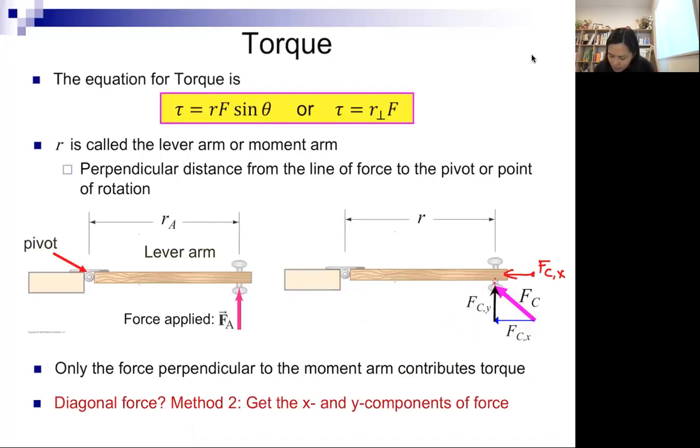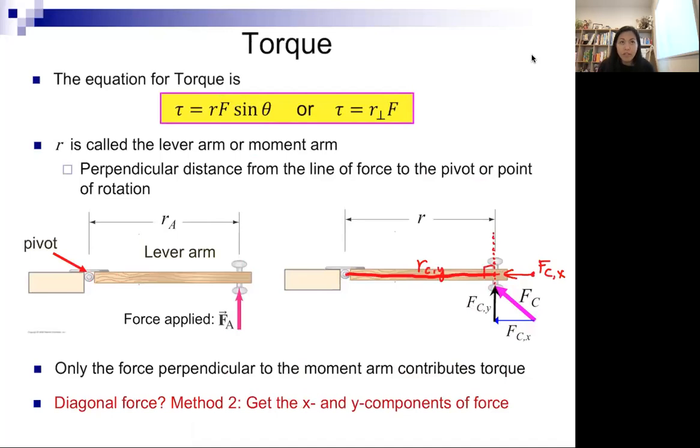You can extend the line of force of the Y component, and notice that you can have this perpendicular distance between that Y component and the pivot point, and that's the moment arm for the Y component of the force. All right, so if you have a diagonal force, you can break that down into the horizontal and vertical components, and only the component that's perpendicular to the moment arm contributes to the torque.